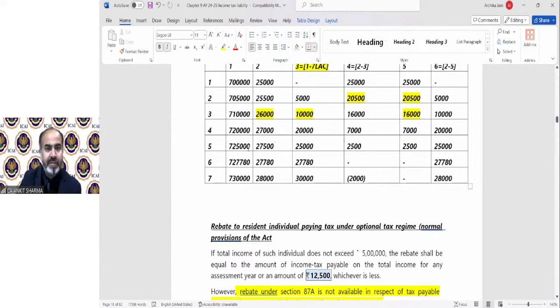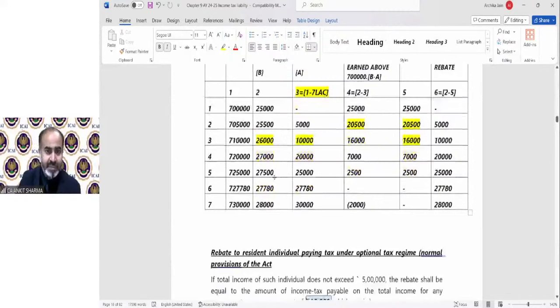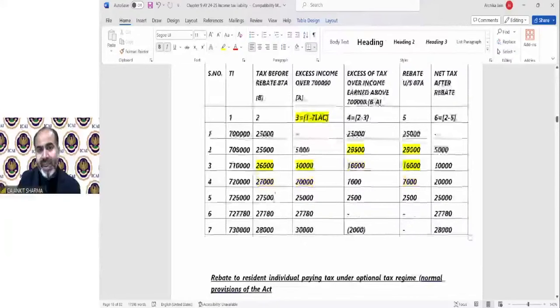Tax before rebate is 27,500. 25,000 is the excess of income, and my tax increased by 27,500. So in this case, 2,500 rupees rebate can be claimed, and the tax will be 25,000.